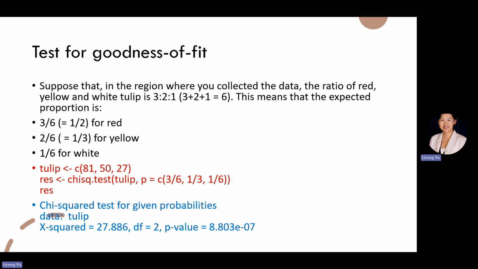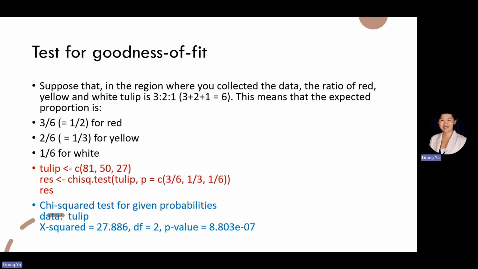Okay, so this is another example. Suppose in a region, the ratio of red, yellow, and white tulips is 3 to 2 to 1. So the percentage will be 3 out of 6 for red, 2 out of 6 for yellow, 1 out of 6 for white. So that will be your vector for probability.